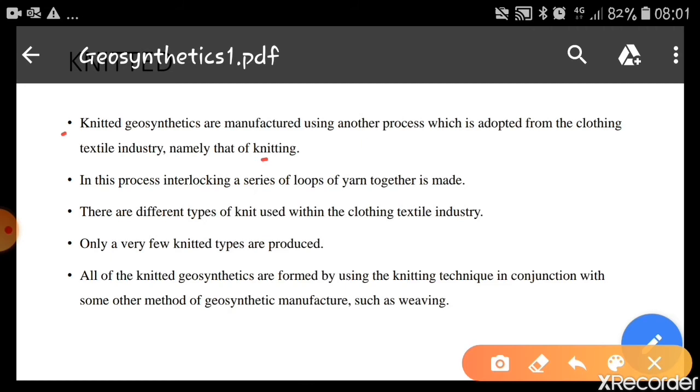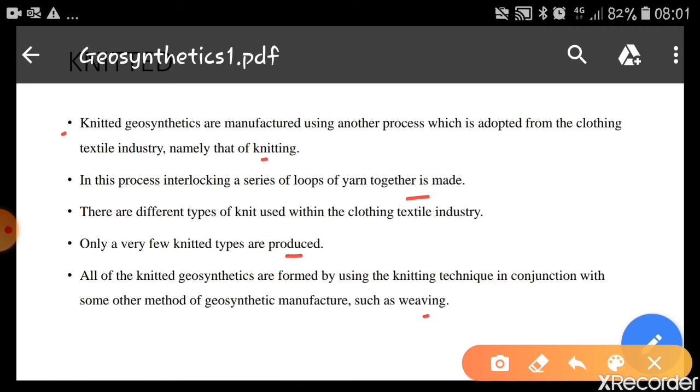In this process, a series of loops of yarn are interlocked together. Here, various yarn loops are interlocked together, and that process is called knitting. There are different types of knit used within the clothing textile industry, but only a very few knitted types are produced. All the knitted geotextiles or geosynthetics are formed by using the knitting technique in conjunction with some other method of geosynthetic manufacture, such as weaving.